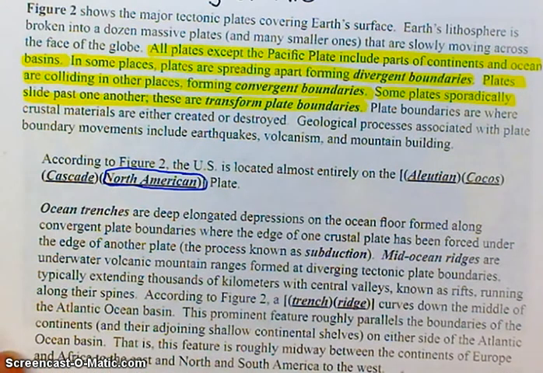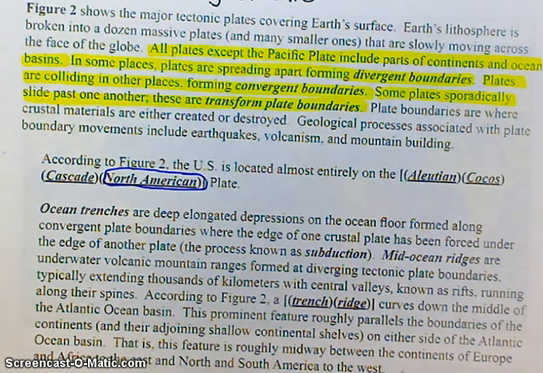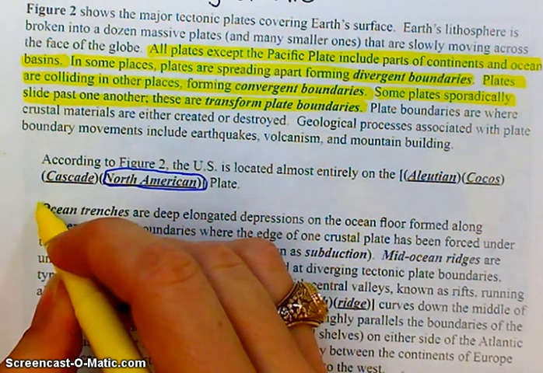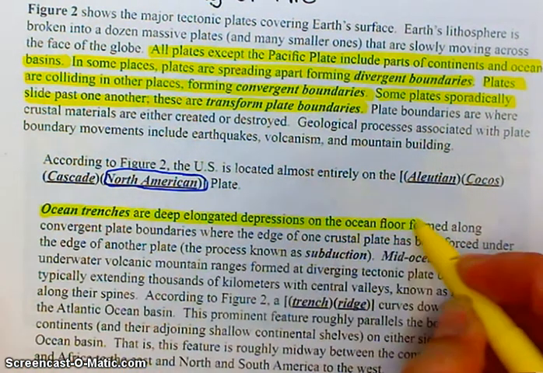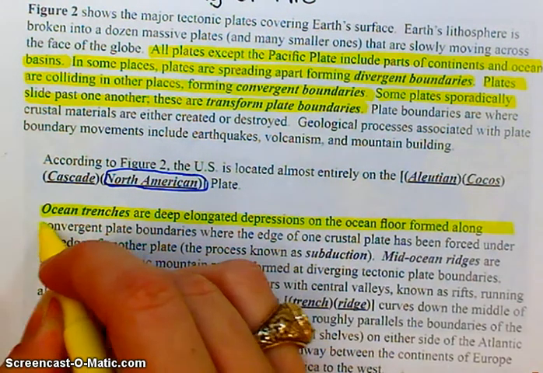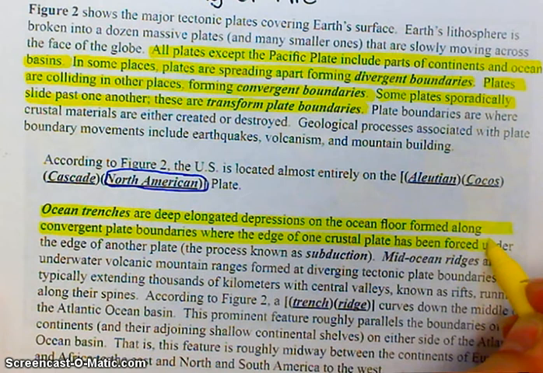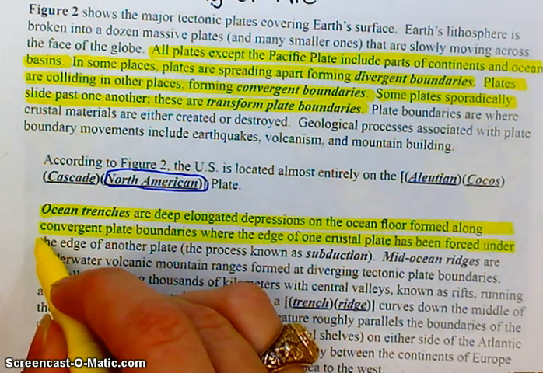Ocean trenches are deep, elongated depressions on the ocean floor formed along convergent plate boundaries where the edge of one crustal plate has been forced under the edge of another crustal plate. The process known as subduction. That's worth highlighting because you do need to understand that it's at a subduction zone that you're going to have trenches forming.